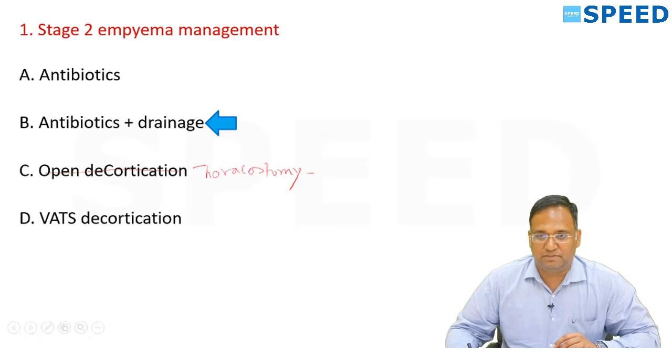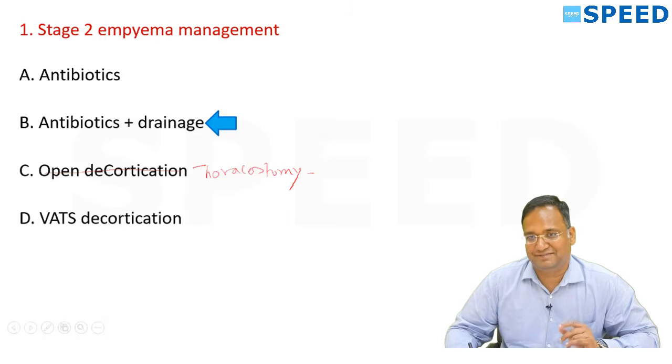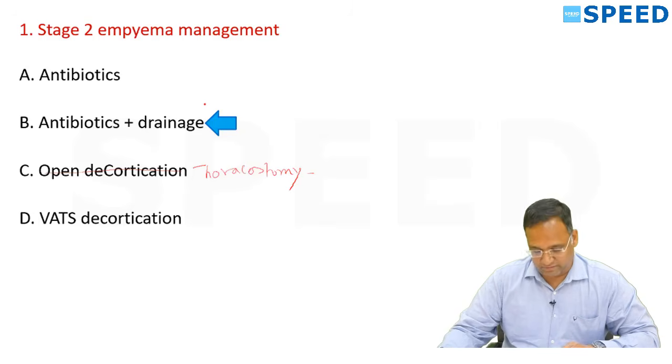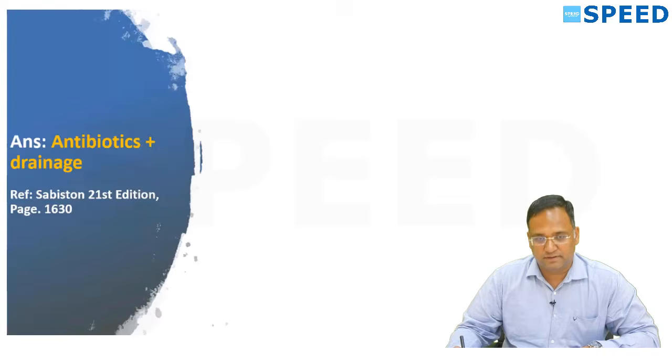Okay. So, antibiotic with or without drainage for stage 1, and stage 2 definitely drainage with antibiotic will be required, and stage 3 decortication, either open decortication or VATS assisted decortication. Is it clear? Are the answer and explanation for this question clear for you? Okay. So, this is for phase 1, this is for phase 2, and this is for phase 3.